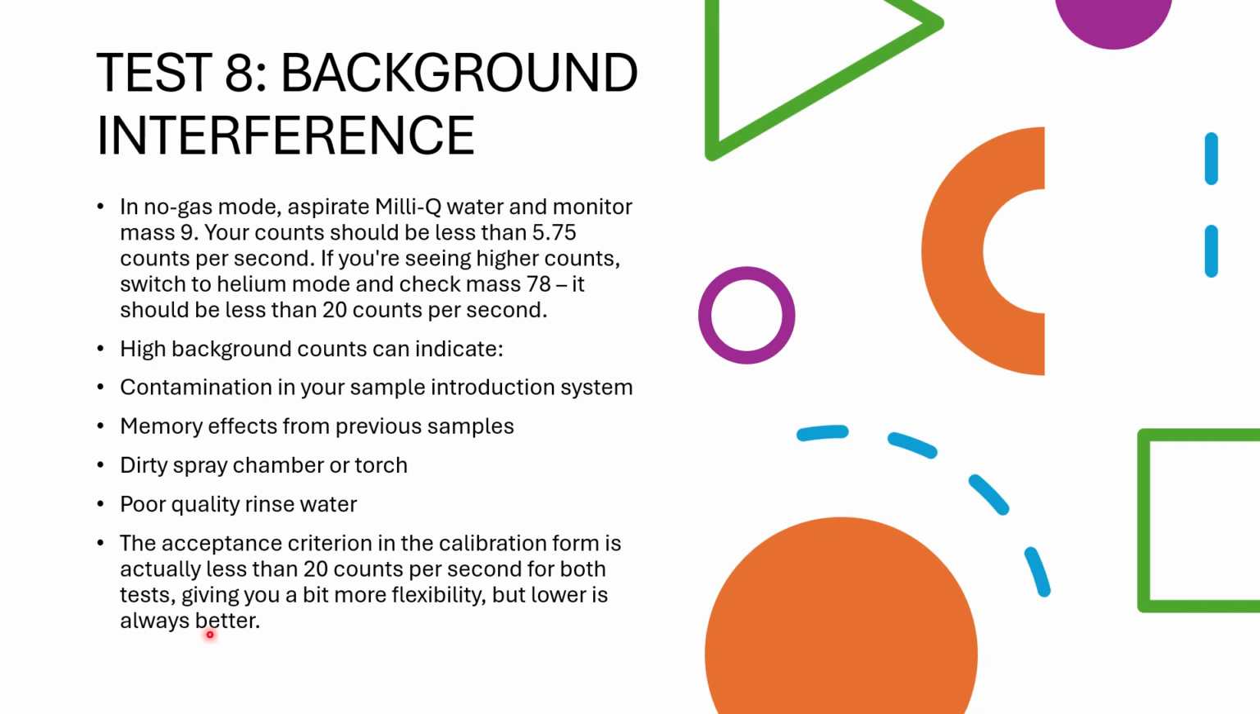And if there is any memory effects from the previous sample, or your spray chamber or torch is dirty, or if you're using poor quality of water to rinse. So the acceptance criteria in the calibration form is actually less than 20 counts per second for both tests, giving you a bit more flexibility, but lower is always better. If you're consistently seeing high backgrounds, it's time for a thorough cleaning.